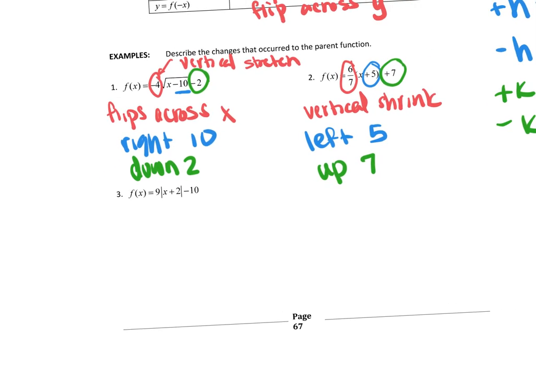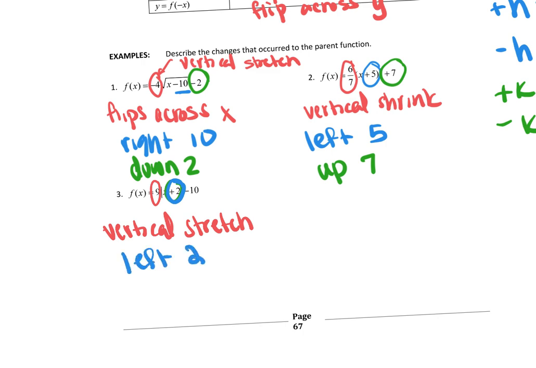Here, 9 in the front, that is a vertical stretch. Plus 2 here. Plus 2 moves the graph left 2 because it's on the inside of something. Anytime it's on the inside, and it's on the inside of the absolute value bars, it moves it left 2. On the outside, it moves it up or down. So this is down 10.